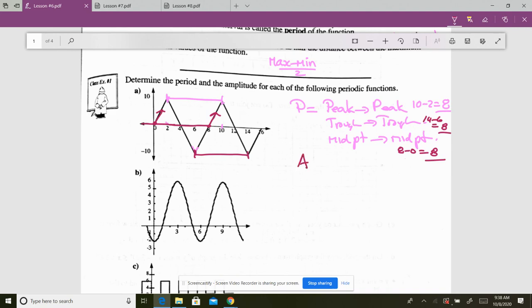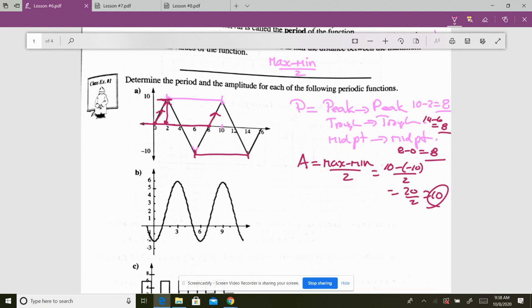Amplitude. Like I said, the formula is the max minus the min divided by 2. So what's the max of this graph? 10. The minimum is? So it's going to be 20 over 2, which is 10. You could have just looked at this graph and figured that out because it's the height from there. But not all graphs have a nice 0-point midline.